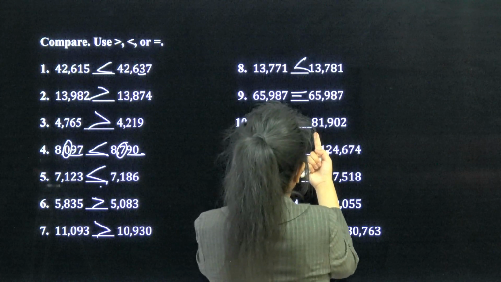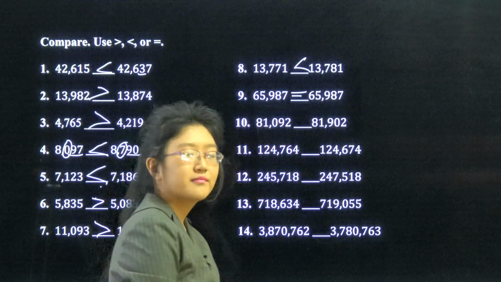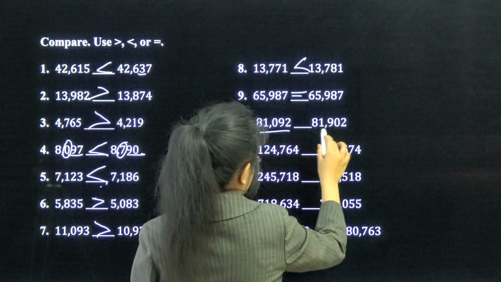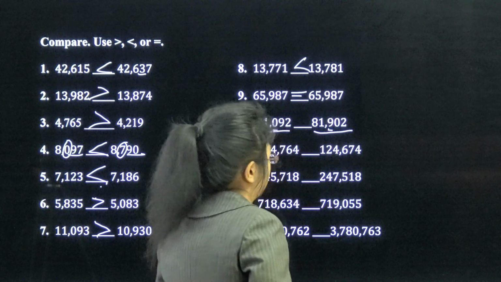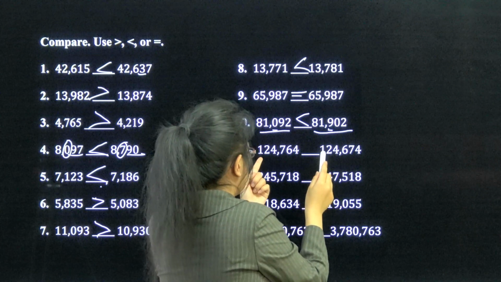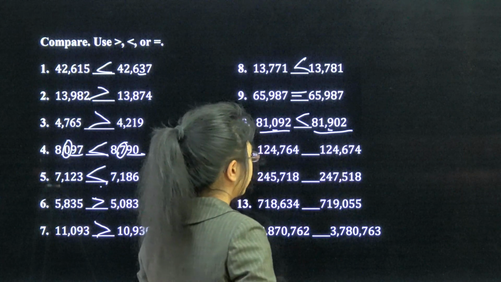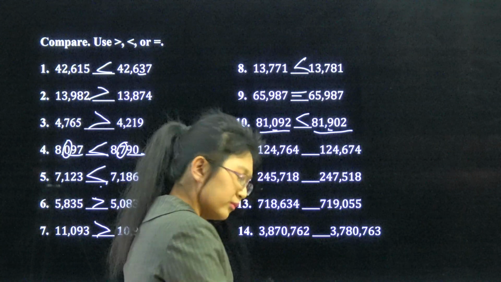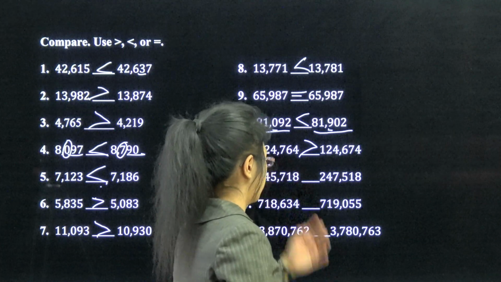8 and 8, 1 and 1, 0 and 9. 9 is bigger than 0. I know that these two numbers are made out of the same combination of numbers, but, well, this happens. 1 and 1, 2 and 2, 4 and 4, 6 and 7. Now, 6 and 7. Which one's bigger? 7. So the one with the 7 in the hundreds place is bigger.